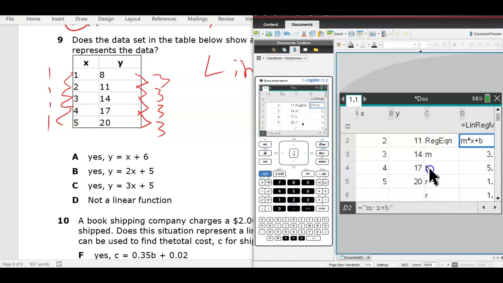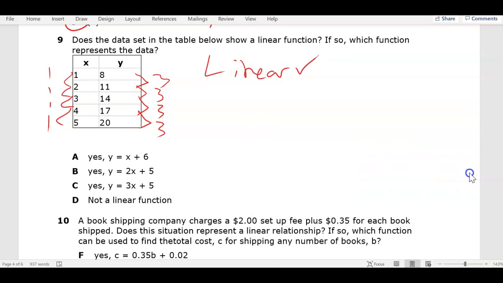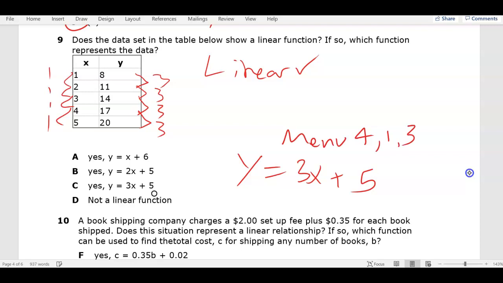All right, and then you get your equation. M is 3, B is 5, so y equals 3x plus 5. Once again, that's a menu 413 thing. 3x plus 5, we get C.